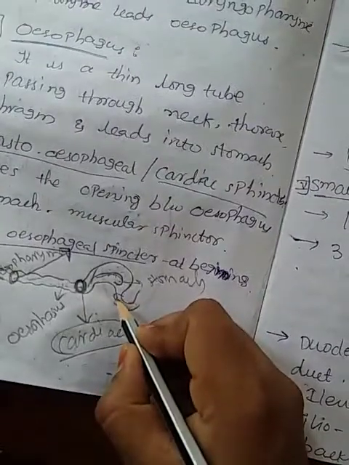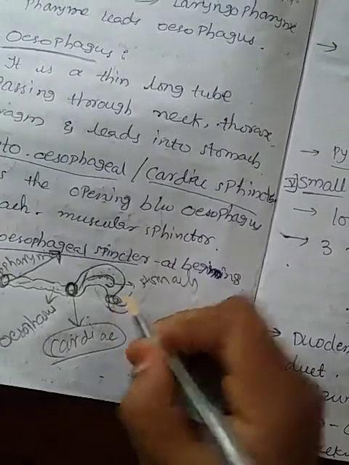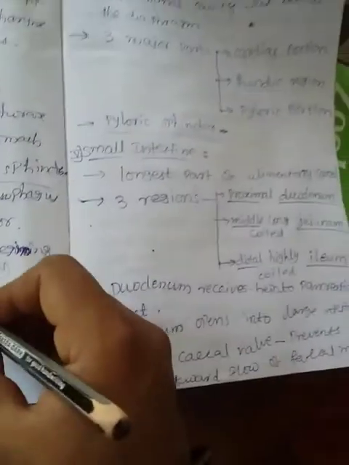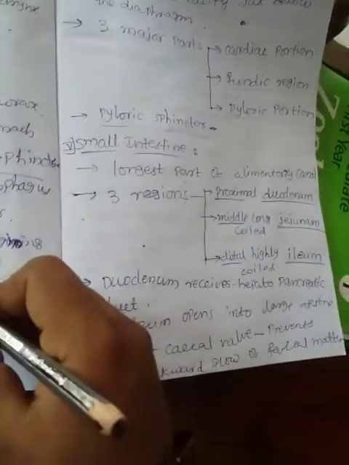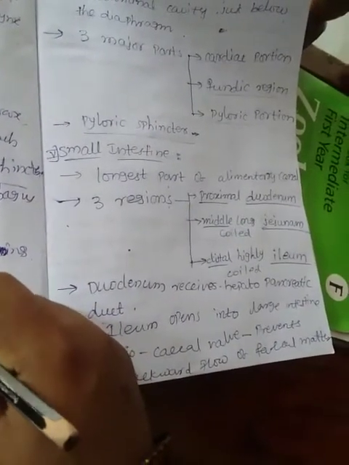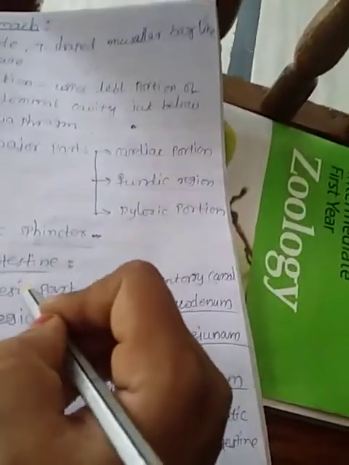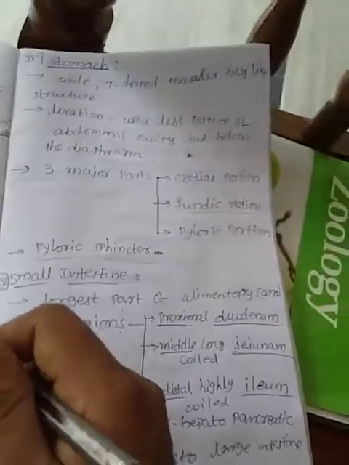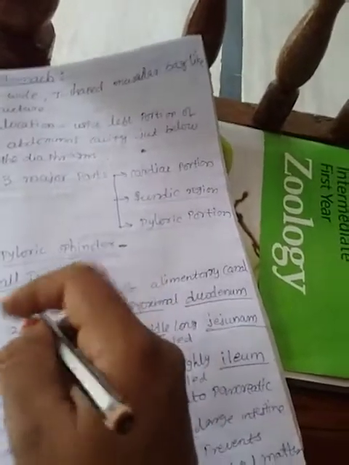Here we also have another sphincter at the pyloric region. This sphincter is the pyloric sphincter. Pyloric sphincter is used to prevent the food from going back into the stomach. Next, stomach leads to small intestine. Small intestine is the longest part of the alimentary canal or digestive tract. In the digestive tract, small intestine is the longest part.